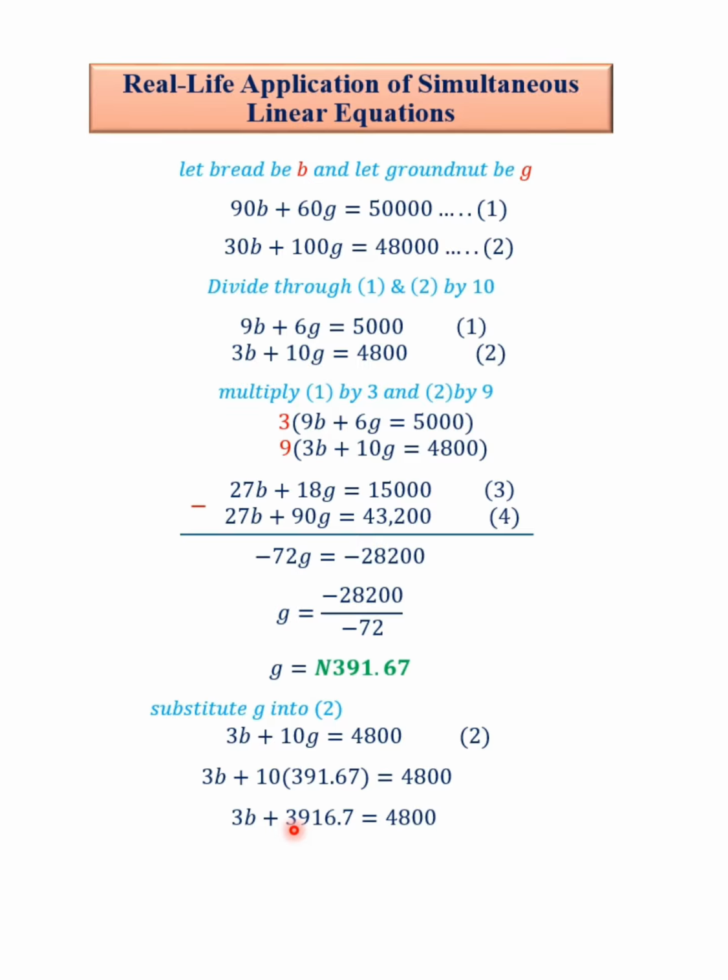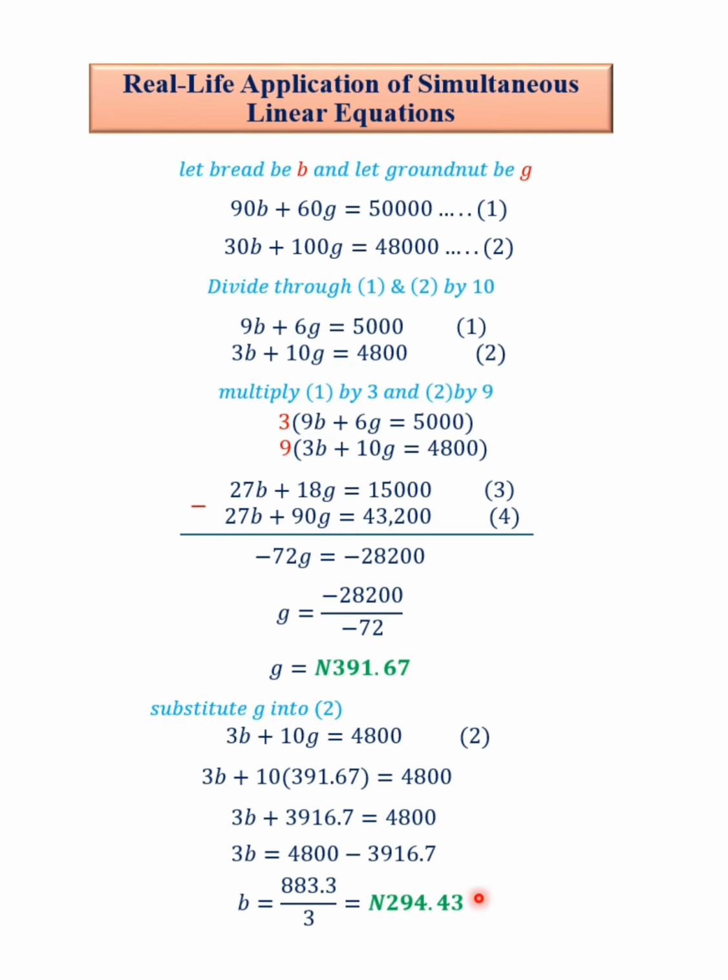Then we subtract this from both sides, so that we have 3b equals 4,800 minus 3,916.7. This minus this gives us 883.3. Then we divide it by 3 to obtain b, which means a loaf of bread costs 294 naira 43 kobo.